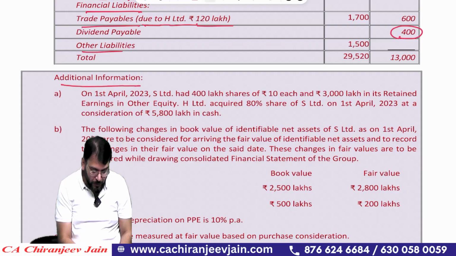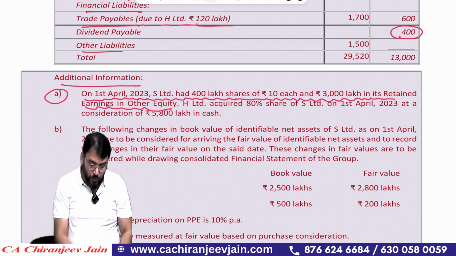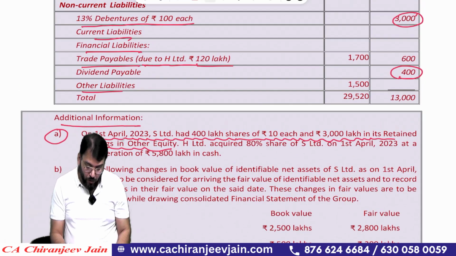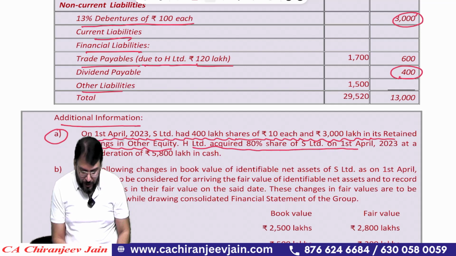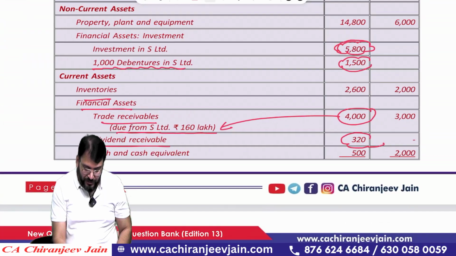Additional information, point number A. On 1st April 2023, S Limited had 400 lakh shares of rupees 10 each and 3000 lakhs in its retained earning in other equity. H Limited acquired 80% shares of S Limited on 1st April 2023 at a consideration of 5800 lakh. You can see 5800 lakh, so it is coming the same amount.